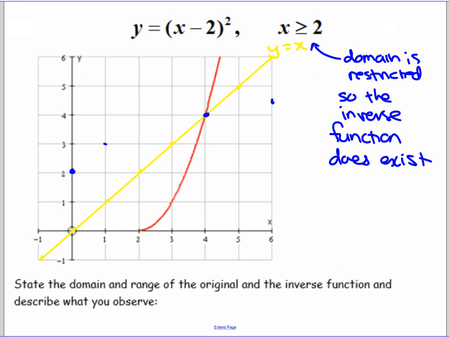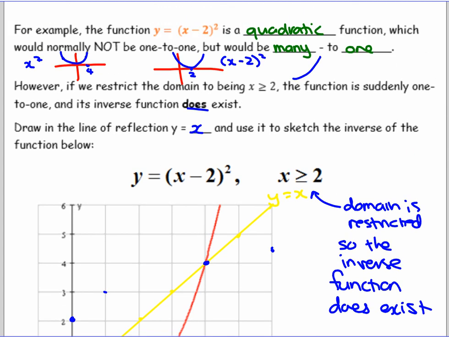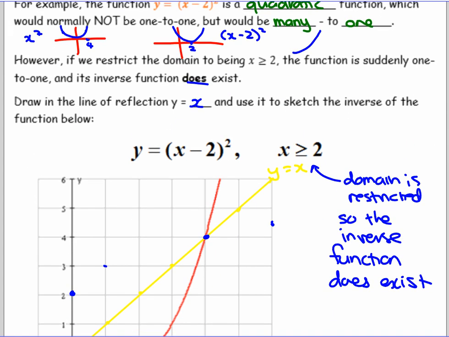That won't stop it. So we're going to continue on with graphs of inverse functions. We're in the process of doing this question, drawing the line of reflection y equals x, which I've done here in yellow, and use it to sketch the inverse of the function below. So this is normally a parabola.